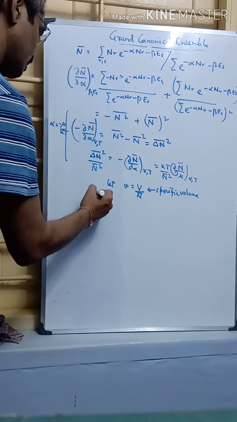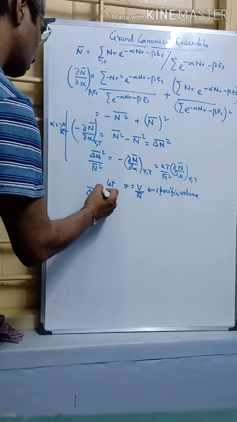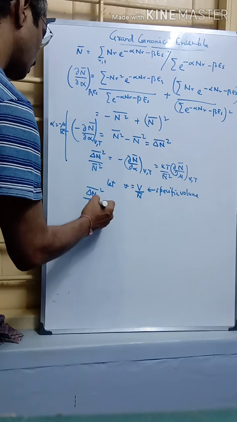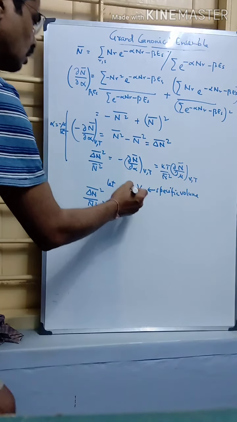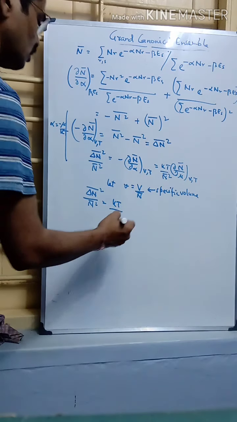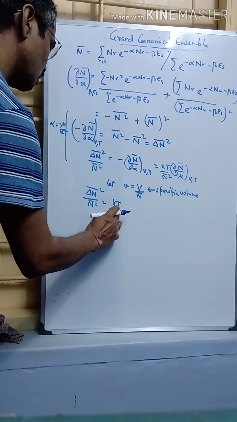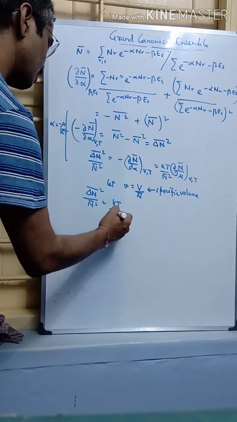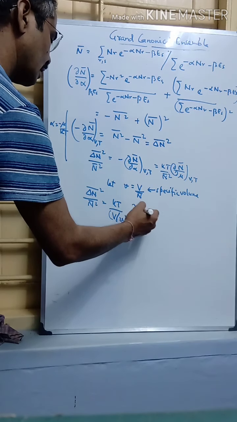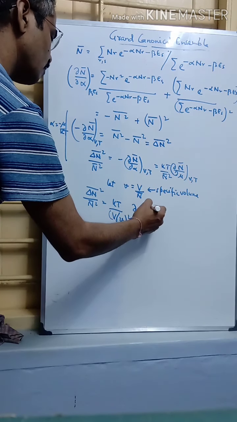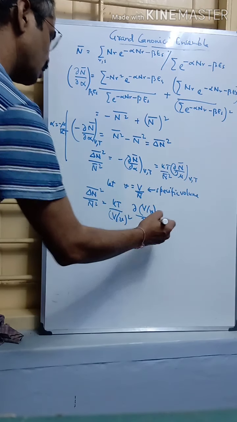So we have this delta N mean square, the average square by N average square, to be equal to kT by N average, which is V, so this would be equal to V square, V by, del V by del mu.